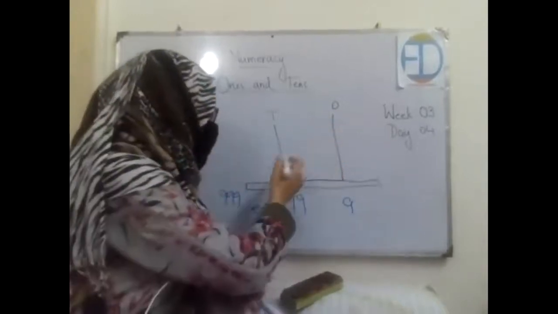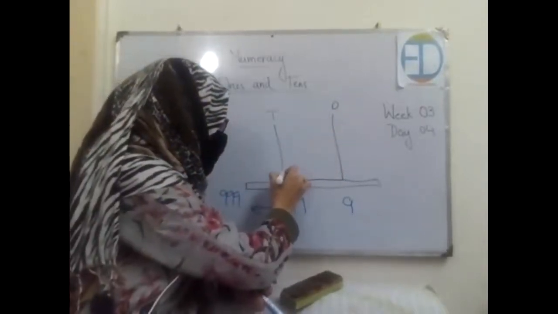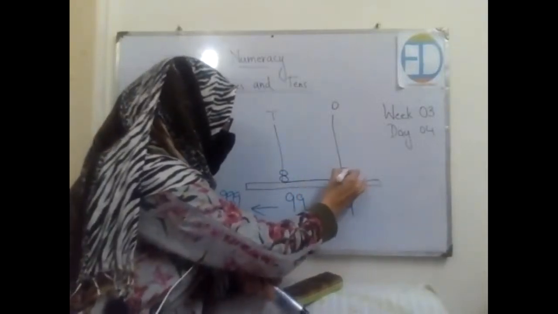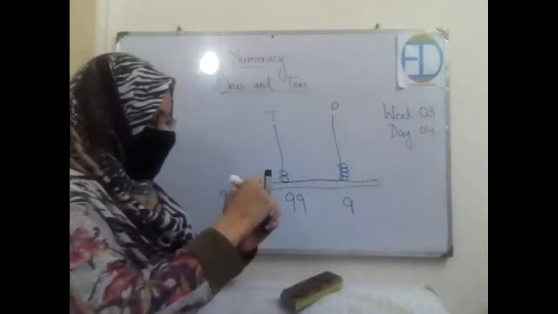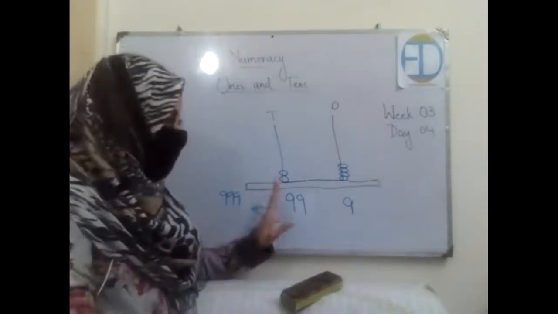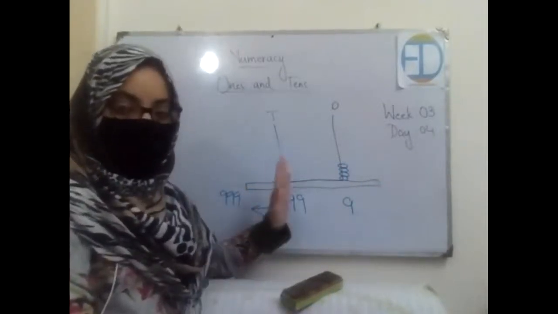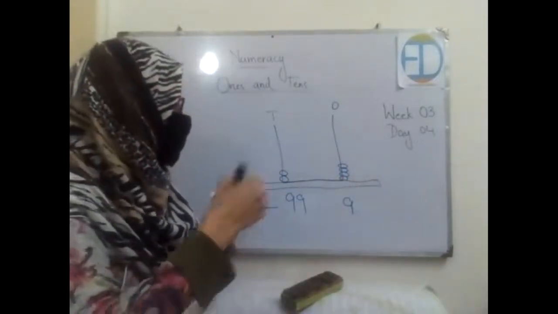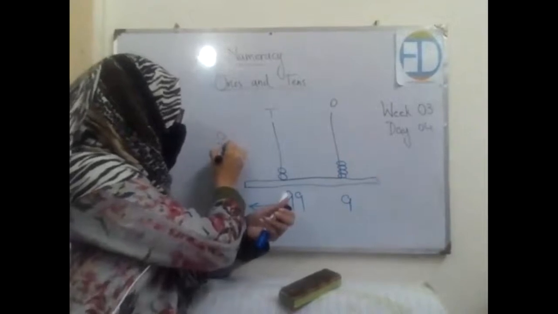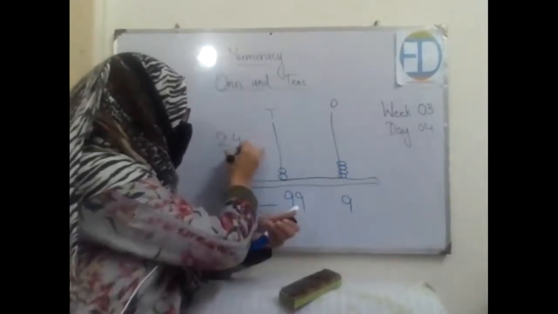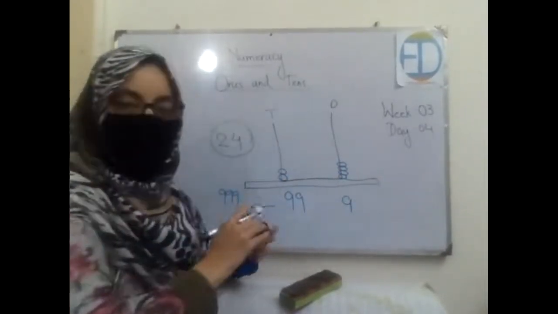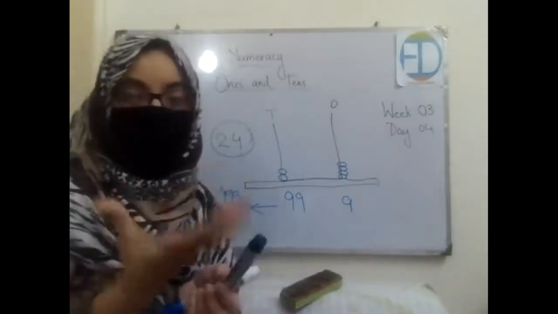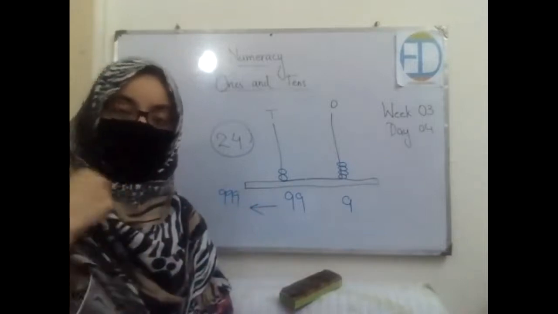And I told you that, let's say, if there are two beads on the tens abacus and there are four on the ones abacus, how will you write this? How many tens are there? Two. And how many ones are there? Four. So the number is 24, right? This is a very simple strategy that we adopted, and we will be practicing as well.